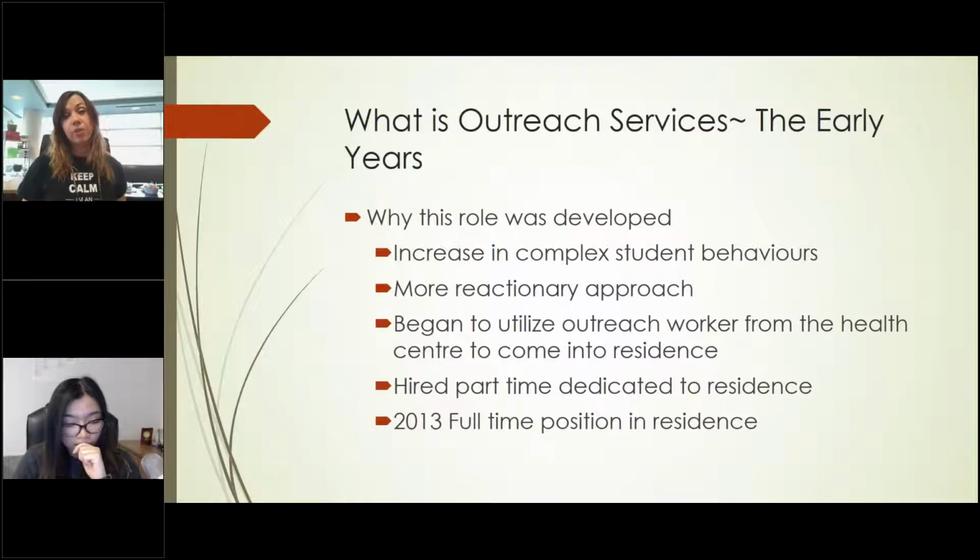So they would utilize her sometimes to come into residence, to do some events in the lobby and to work one-to-one with the students. Then they hired a part-time person who I believe worked about 3 days per week from about 6 to 10 p.m. But they were realizing that it was a benefit. However, they were still seeing a lot of these complex behaviors that, of course, were happening outside of her hours. So then a full-time position came up in August of 2013, which is when I started.